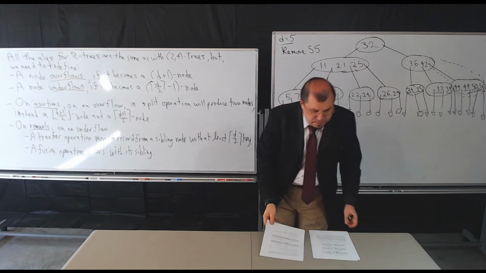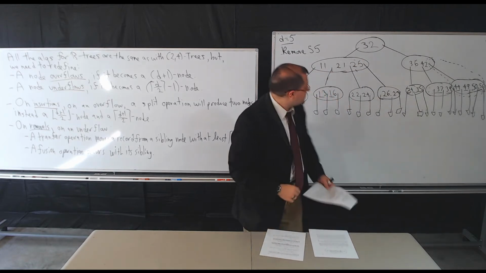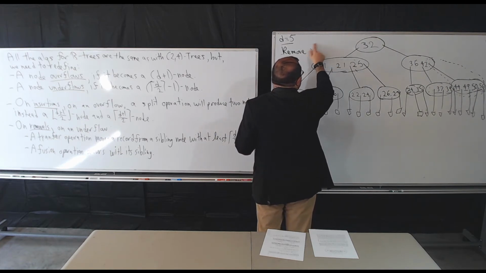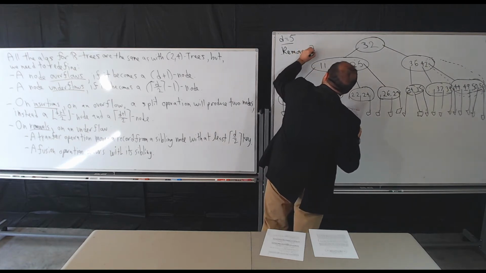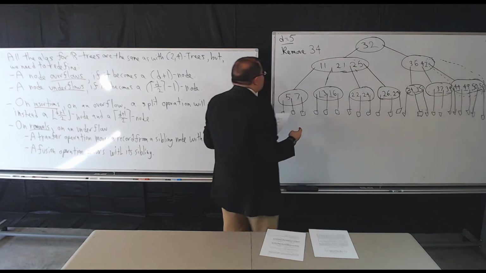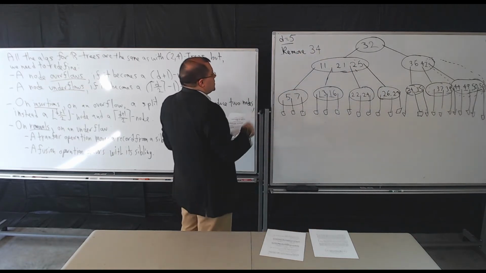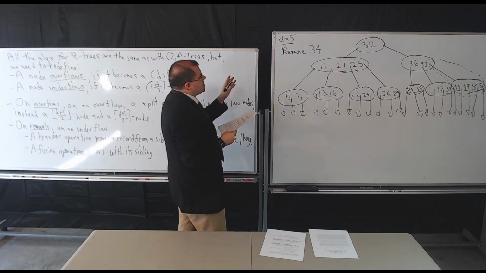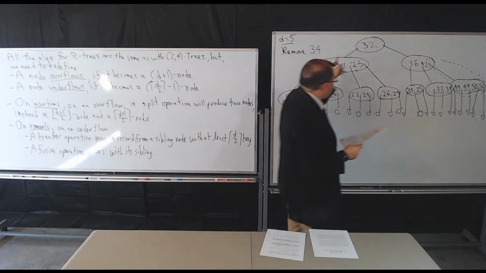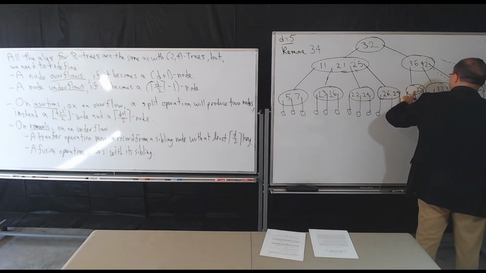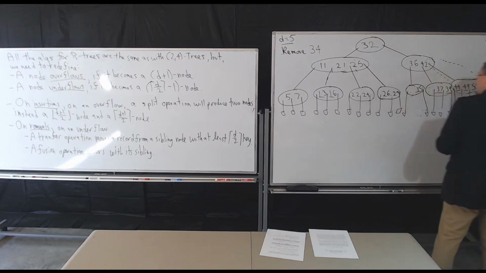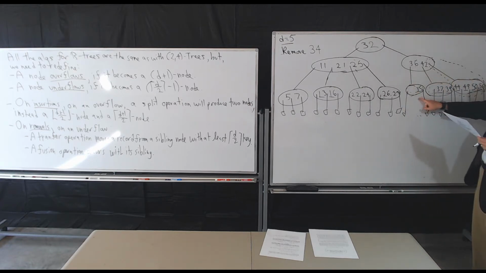Let's do one more. I just want to really make sure you get this. Let's do 34. You know where it's supposed to actually be. So let's remove 34. So where's 34? Down here. I perform the removal. 34 is gone. Is this okay? No, it underflows.